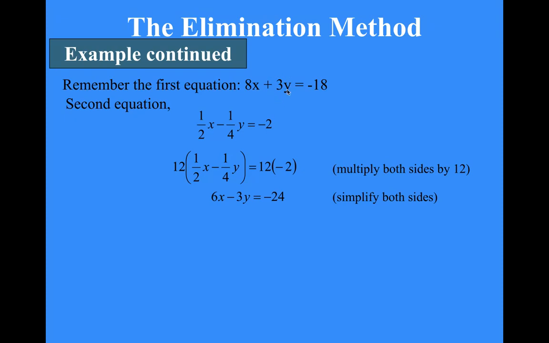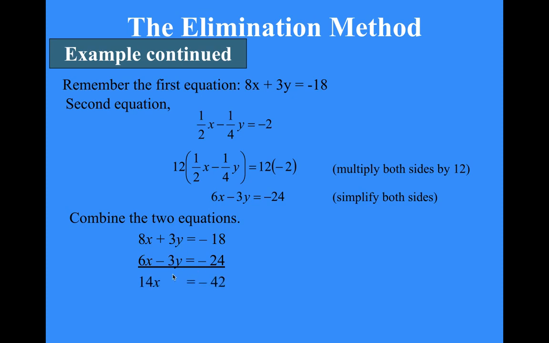Now, we have a positive 3y and a negative 3y, so we can add these two together, eliminate the y's, and solve for x. So let's do that. Make sure everything's aligned. I have 8x plus 3y equals negative 18 plus 6x minus 3y equals negative 24. 8x plus 6x gives me 14x. My y's cancel out because positive 3y and negative 3y just gives me 0y, which is 0. And then negative 18 plus negative 24 gives me negative 42. So now I have 14x equals negative 42. So simple to solve. Divide both sides by 14, and I get x equals negative 3.